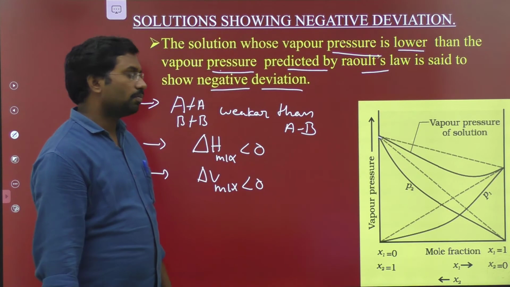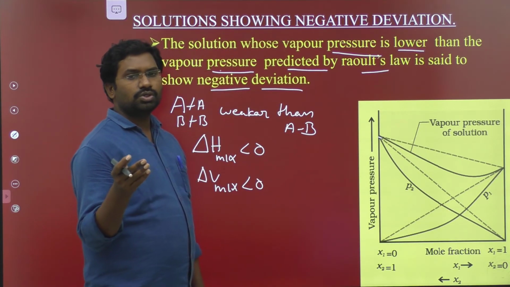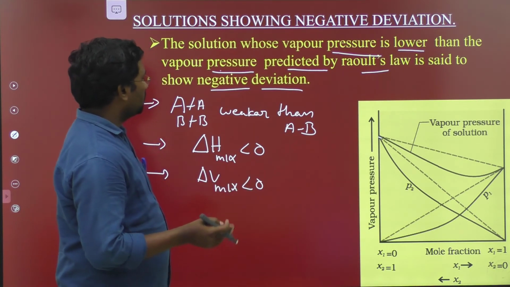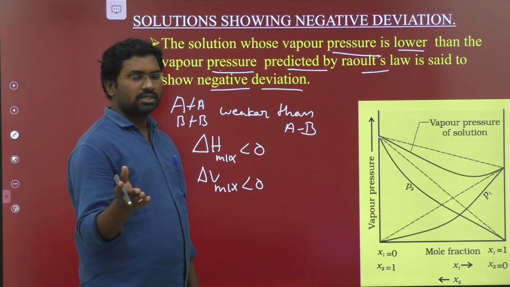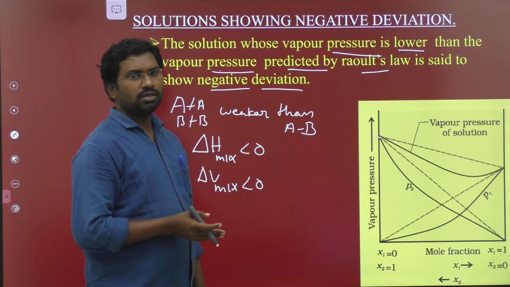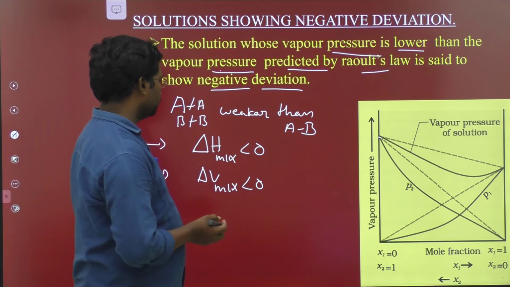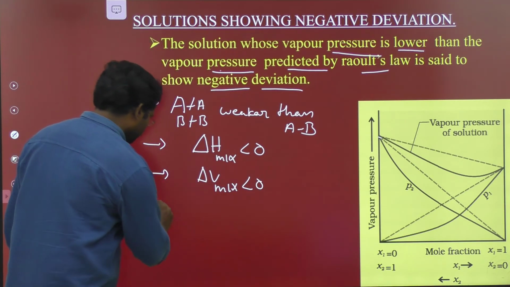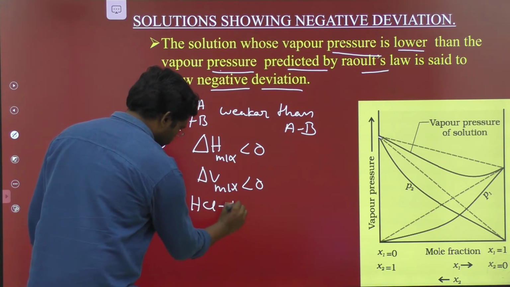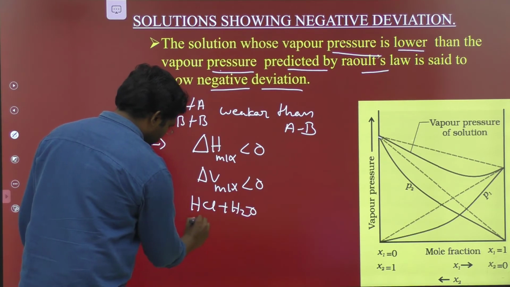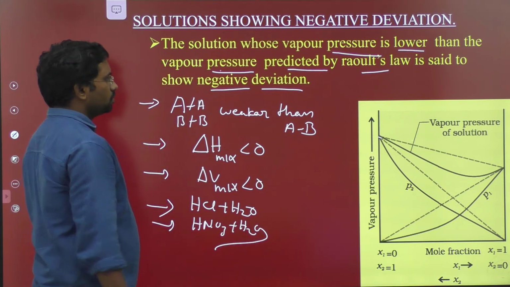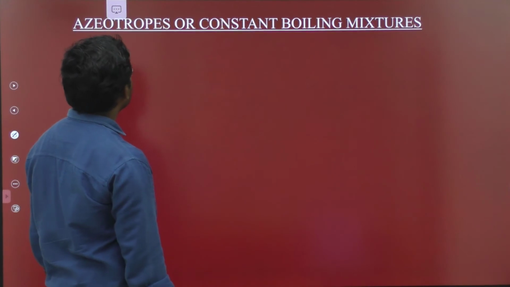In the case of positive deviation, the vapor pressure of the solution is more, which is why we draw upward curves. In the case of negative deviation, the vapor pressure of the solution is always less, which is why we draw downward curves for the individual components and for the resulting total vapor pressure of the solution. The best examples for this are HCl and water, and HNO3 and water. So this is about negative deviation.